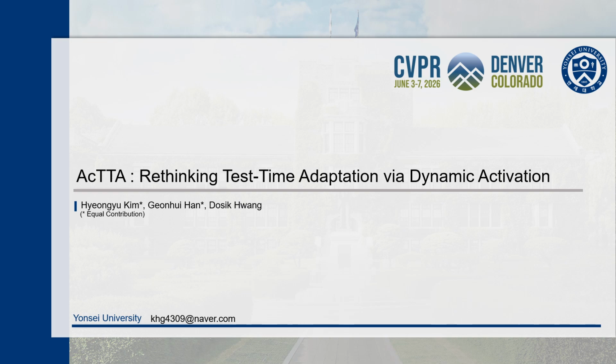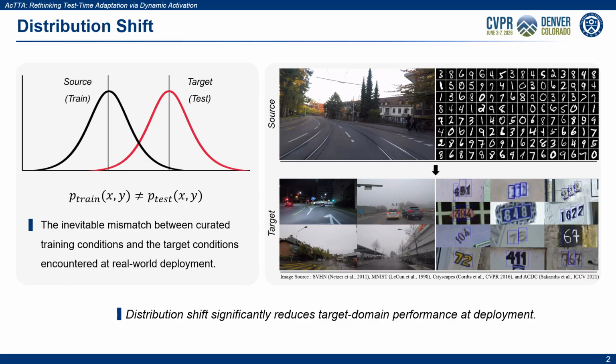Today I'll present our work, AcTTA, Rethinking Test Time Adaptation via Dynamic Activation. Deep models are trained on curated data, but at deployment they meet conditions that rarely match the trained distribution. This mismatch, known as distribution shift, can significantly degrade performance on the target domain. The goal of our work is to recover that lost performance at test time.